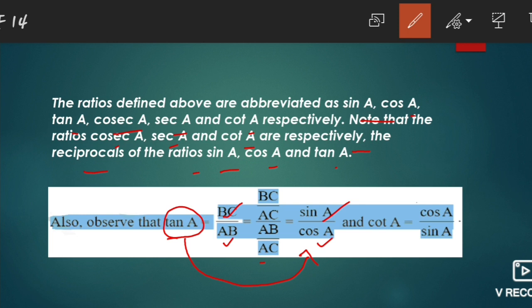Now cot was the reciprocal of tan. That's why cot A will be cos A by sin A, the reciprocal of this ratio. So from here you are getting two properties. One is tan A is equal to sin A by cos A. Now cot A is the reciprocal of tan A, so it can be written as 1 by tan A, right? So that's why it is cos A by sin A. Now, next slide.